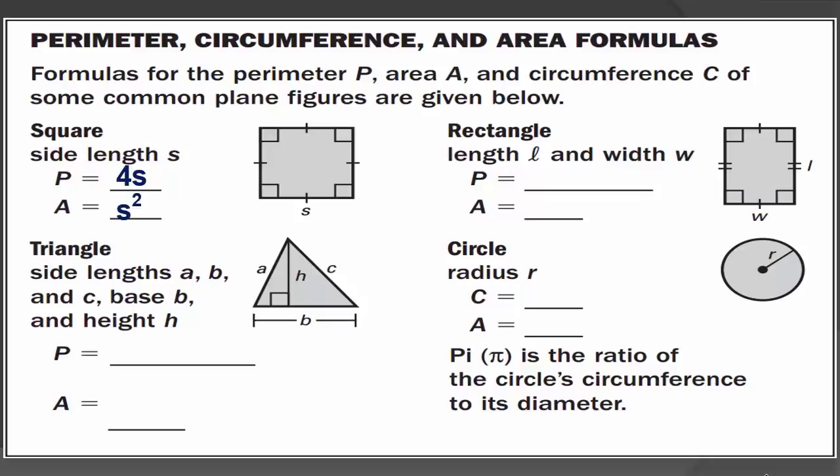To find the perimeter of a rectangle, given its length L and width W, you would take 2 times the length plus 2 times the width, or 2 times L plus 2 times W. The area is just length times width.